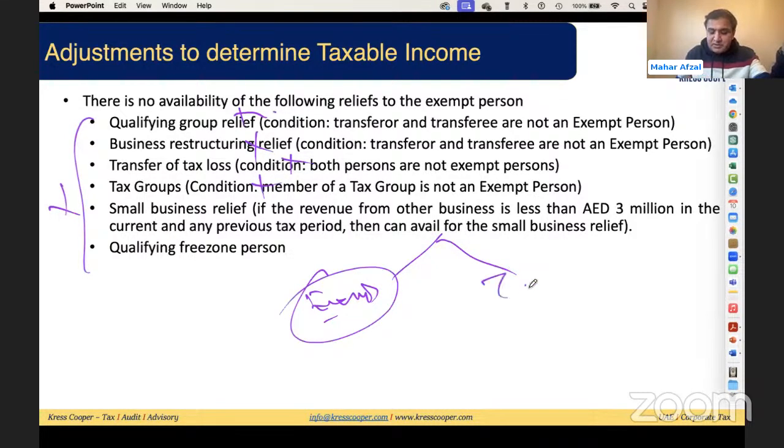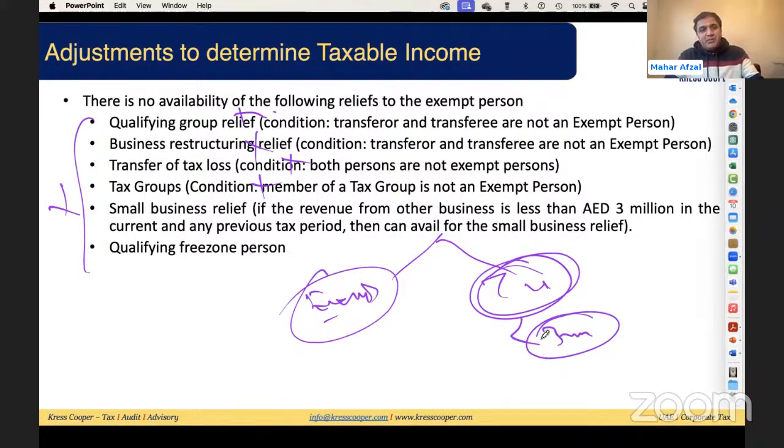This is exempt income, this is taxable income. They said if this taxable income is less than 3 million in the current and in any previous tax period, and related other conditions are being fulfilled, then in this situation the person will be able to enjoy the small business relief for this portion of the income, but this portion is already exempt.